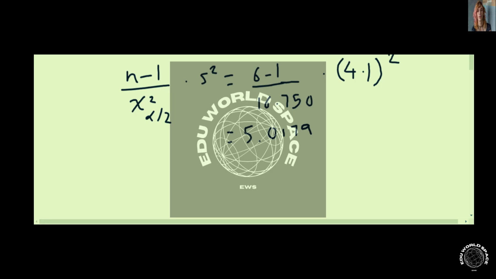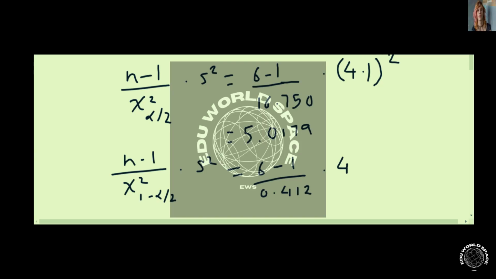The upper boundary for our confidence interval would be n minus 1 upon chi-square 1 minus alpha by 2, multiplied by the variance. Let's plug in the values again. We have 6 minus 1. We found that chi-square 1 minus alpha by 2 was 0.412 in our case, multiplied by the sample variance, which is 4.1 squared.